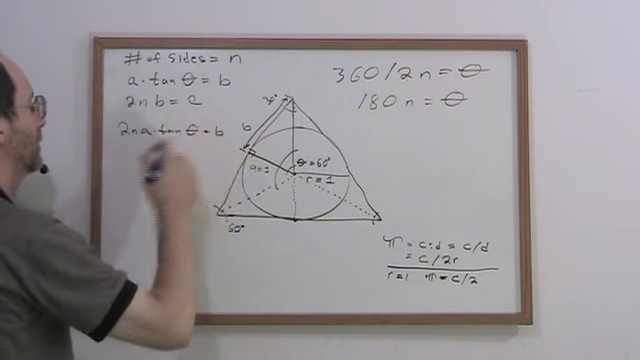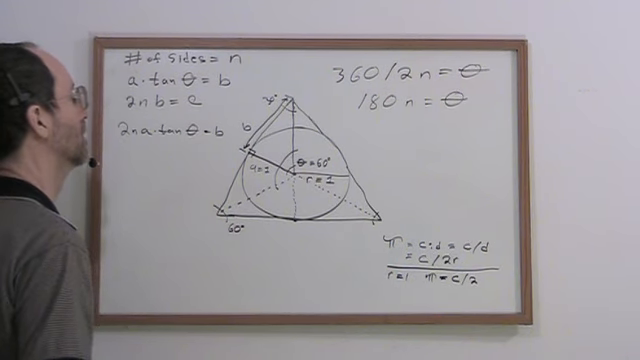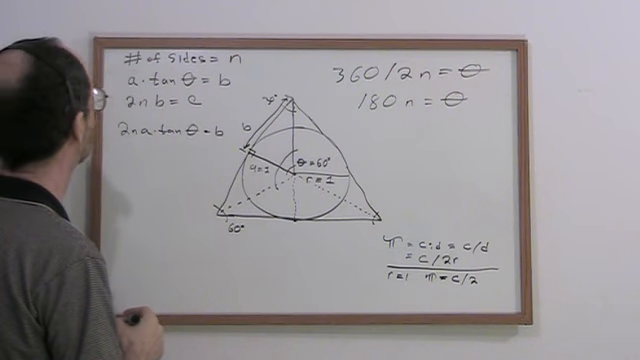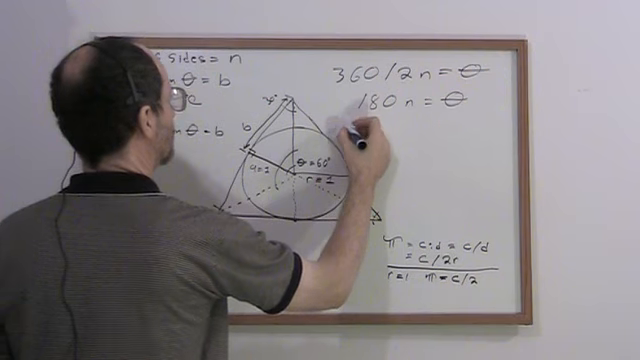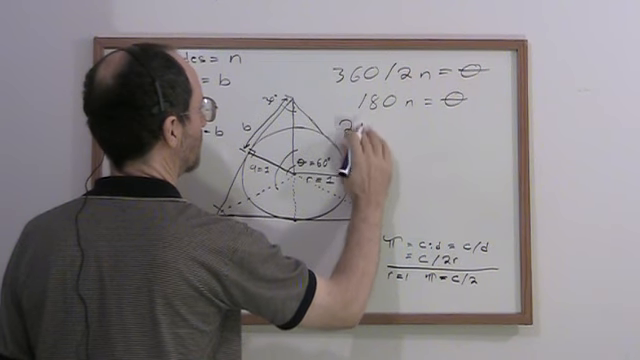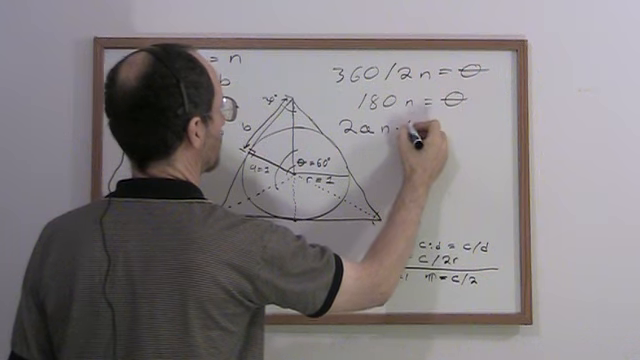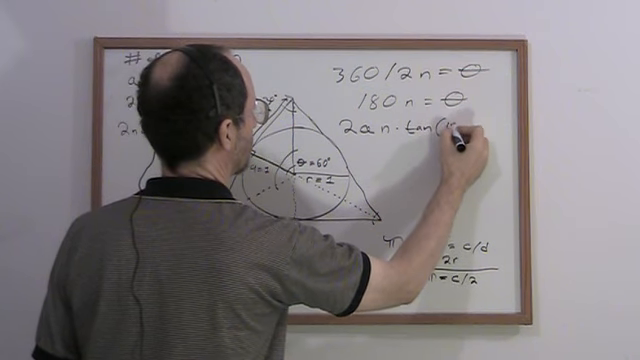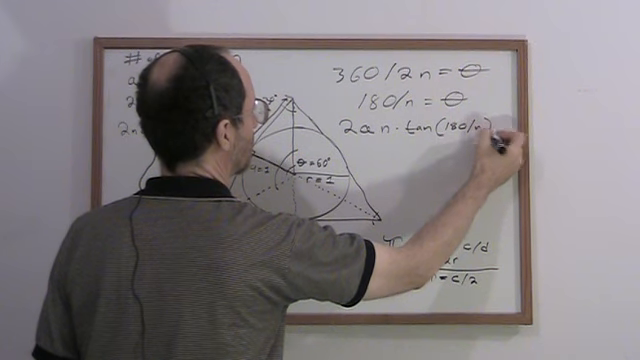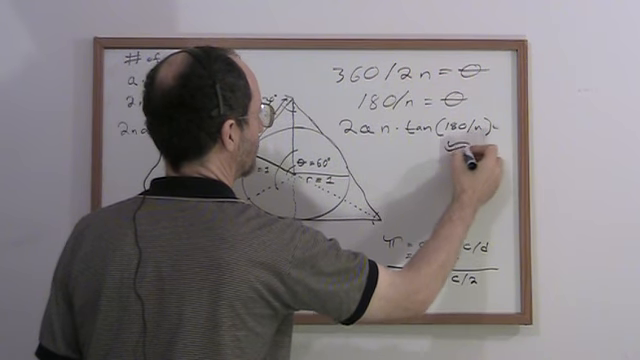Okay, so now we substitute our equation for theta into this, and I'm running out of space here. So we'll have 2a n times tangent 180 over n, that equals our approximation of pi.